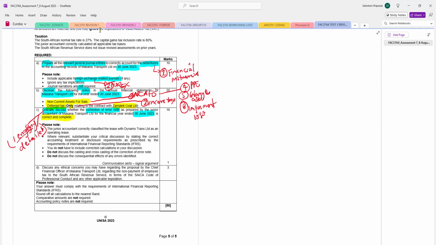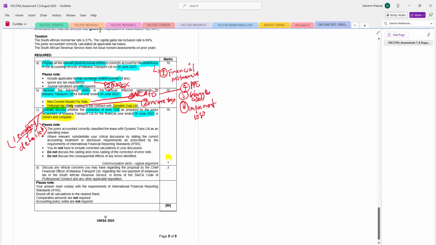And if something was omitted, then you tell them, okay, this was omitted from this note. They did not put this when they're supposed to, so it was incomplete because so and so was missing. Then tell us how it should be done, in detail. That is why it's 16 marks, and there's 1 mark for communication.